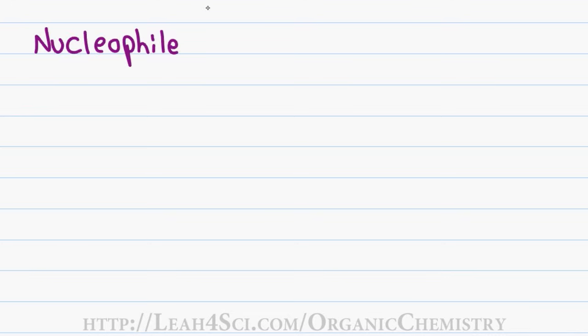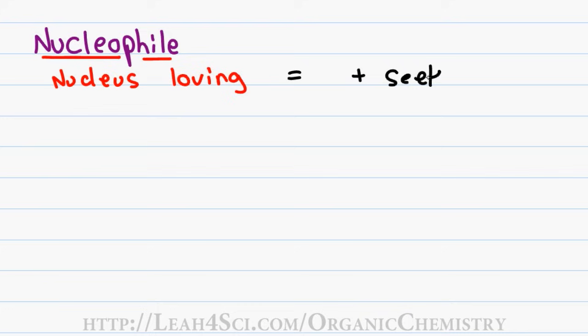Since nucleophiles and bases are the key players in substitution and elimination reactions, let's start by identifying and understanding the nature of each molecule. If we break down the word nucleophile, we have nucleo, which sounds like nucleus, and phile, which means loving. And since the nucleus is positive, a nucleophile is a molecule that is positive seeking and therefore will have to be negative or partially negative.